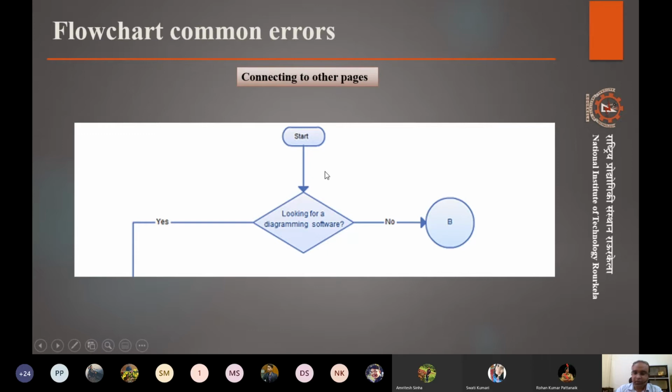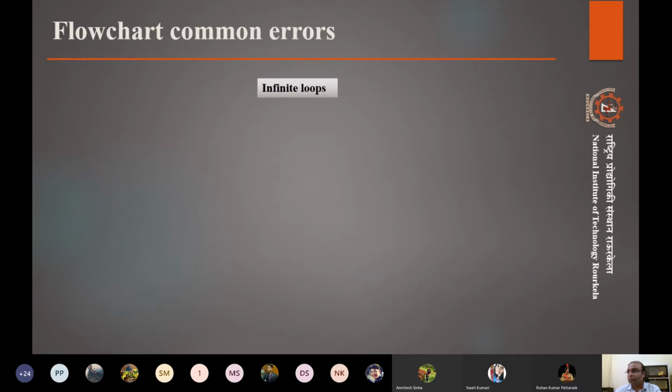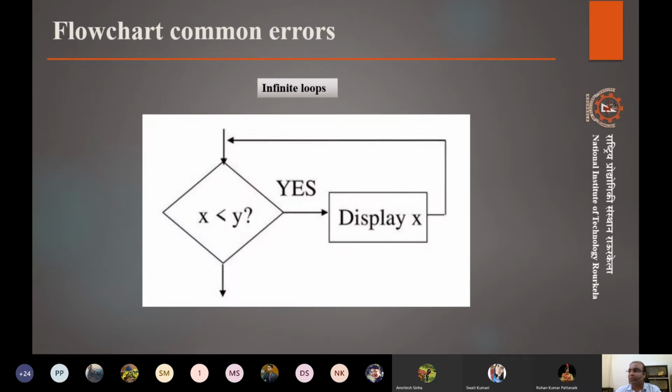I'll show you a very nice example, which I made for a flowchart while I was working in my previous company. After this, I will show how many mistakes I made in order to accomplish something. Okay, infinite loops. This is clear.